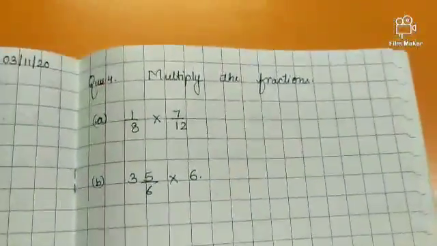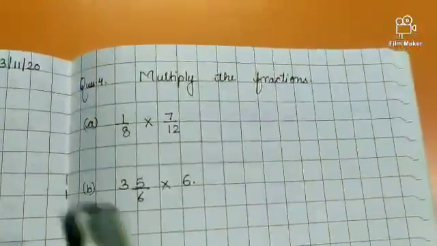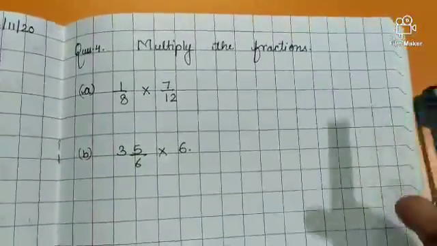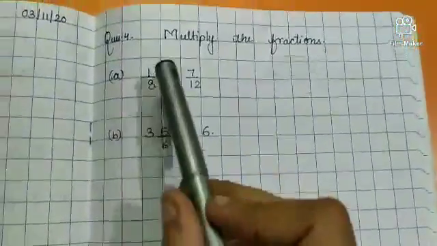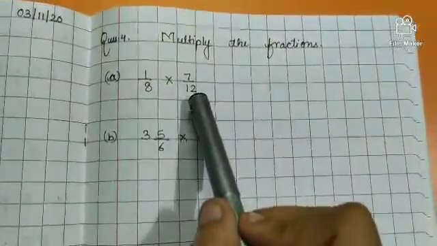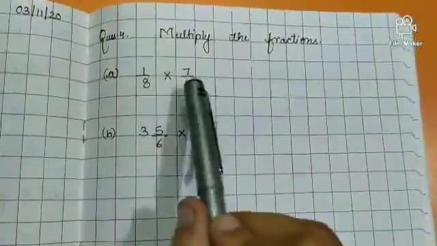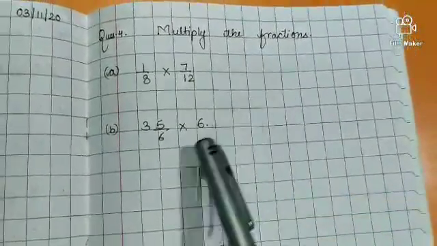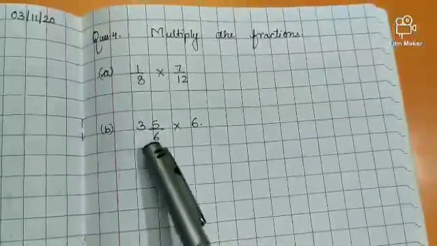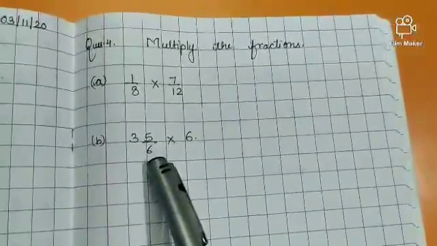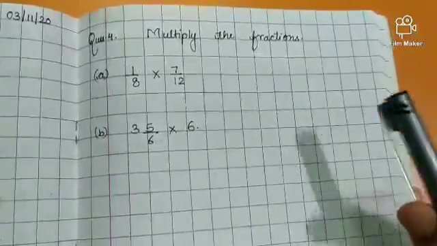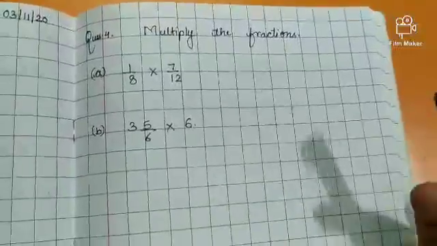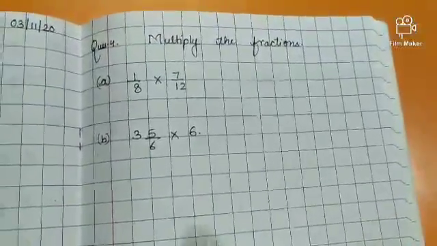Question number 4, multiply the fractions. So you have to multiply the fractions. These are simple fractions which you have to multiply, and you all know how to multiply fractions. So 1 upon 8 multiplied by 7 upon 12. 1 7s are 7 and 12 8s are 96. So 7 upon 96. Similarly, part B, this is in mixed fraction right now. So firstly you have to change it into an improper fraction and then multiply it. In the denominator of 6 there is nothing, so you will consider it as 1. Okay, so note down this question.